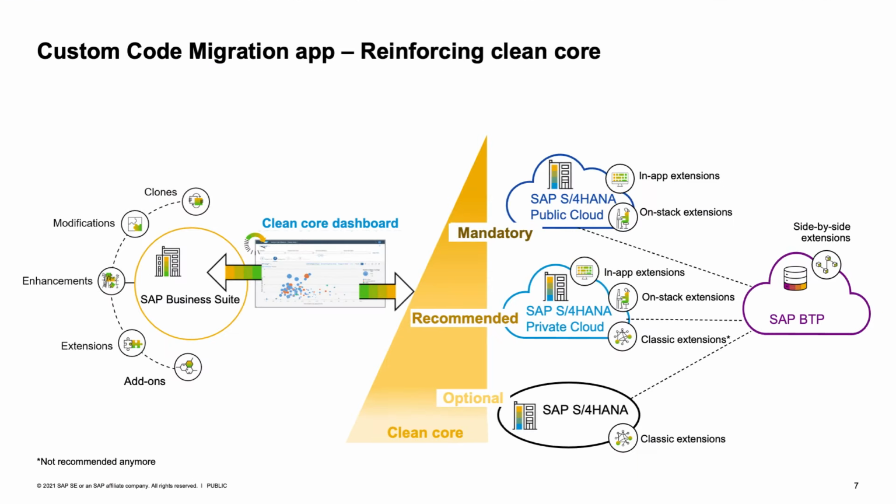Custom Code Migration app helps you to assess custom code impact and reinforce clean core principle for your system by offering various dashboards which allow to track down the complex custom code developments or find out how tightly your custom code is coupled with SAP standard. These capabilities should also support your decision-making for the custom code transformation to SAP Business Technology Platform.